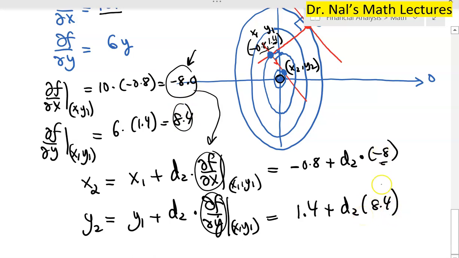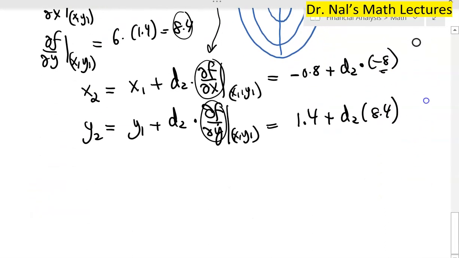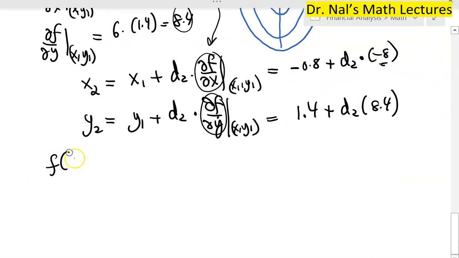Now that we know these values, we can substitute them into the function and minimize again. Our function, evaluated at x2, y2, will turn out to be 5 times x squared, so x replaced with this monster over here, x2 squared.